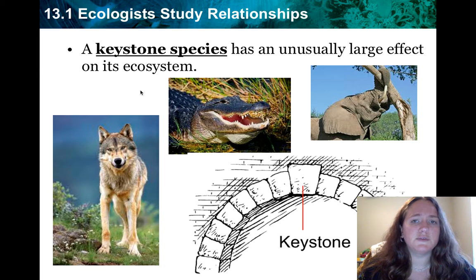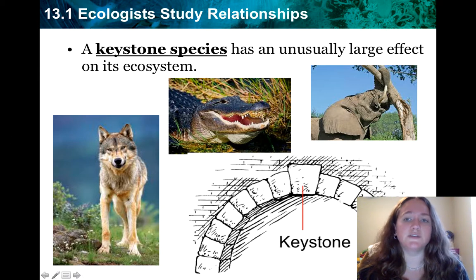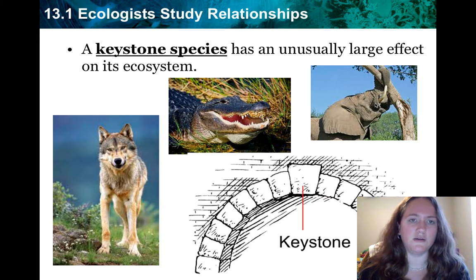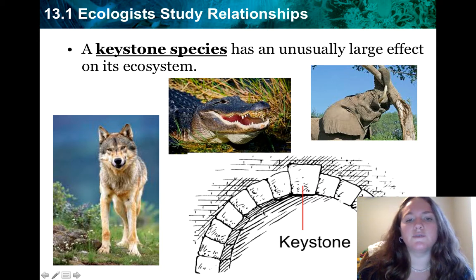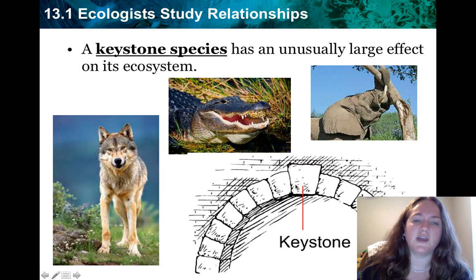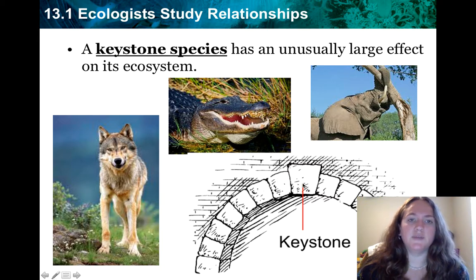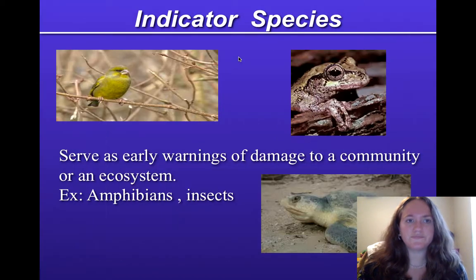So you have your keystone species. This is an organism that has an unusually large effect on the ecosystem. Things like wolves, alligators, elephants. You should be able to give some examples. Beavers are also keystone species. So the way I like to think about this is think about it as an arch, and your keystone species is kind of that middle piece of the arch. And if you take that apart or you take that off, the entire arch is going to collapse. So that is kind of how your keystone species impacts the ecosystem.